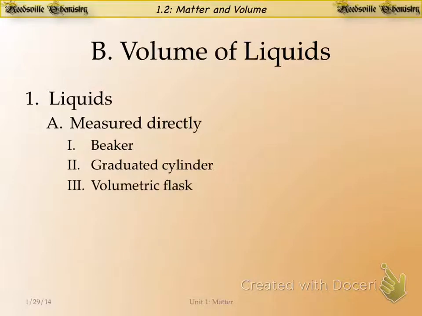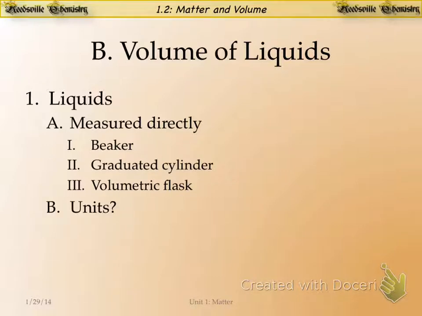And we can use a volumetric flask, something you probably won't use a lot in this course, but it's very accurate. So we can actually find the volume of a material that's in a flask down to the second decimal place. So we could say 20.00 milliliters, and that's pretty accurate stuff.